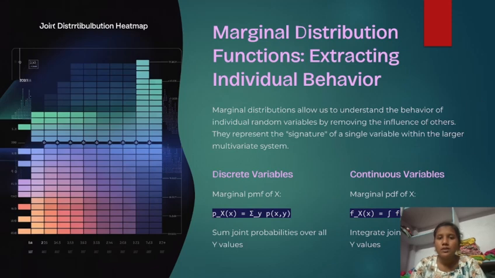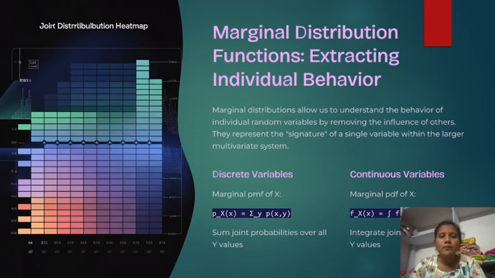Marginal distribution functions extracting individual behavior. In simple words, marginal distribution functions can be obtained from the joint distribution functions. Here is the complete explanation. Marginal distributions allow us to understand the behavior of individual random variables by removing the influence of others. If we want X, we remove the influence of Y. If we want Y, we remove the influence of X. They represent the signature of a single variable within the larger multivariate system.